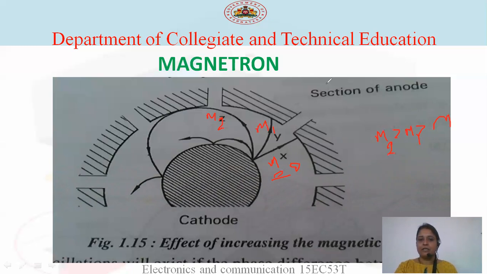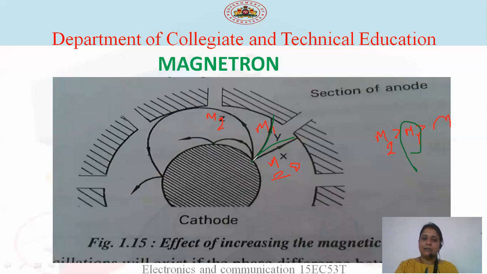This is the straight path where X is reaching. But if you apply some magnetic field strength, that is M1, what is happening? The path of the electron Y is slightly bending here. Now take one more, and apply a still higher magnetic field.